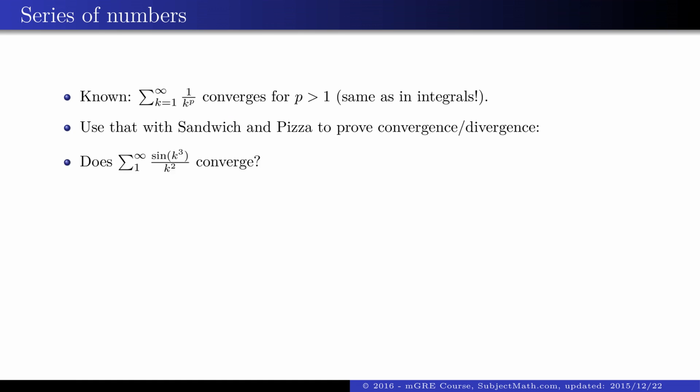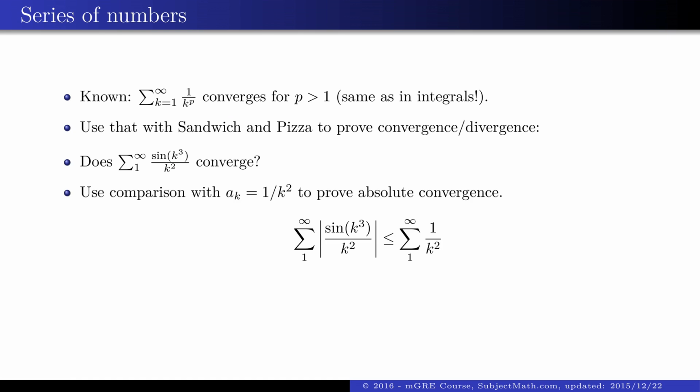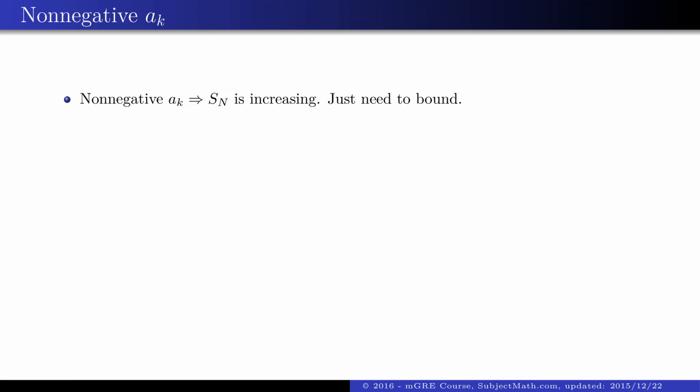For example, does that series converge? We compare it with plus and minus 1 over k square, which are known to converge. So the convergence of the series of interest follows. We will note here that ak tends to 0 is a necessary condition for convergence for any series. When the ak's are non-negative, the sequence Sn is increasing. Once we bound it from above, we prove convergence.